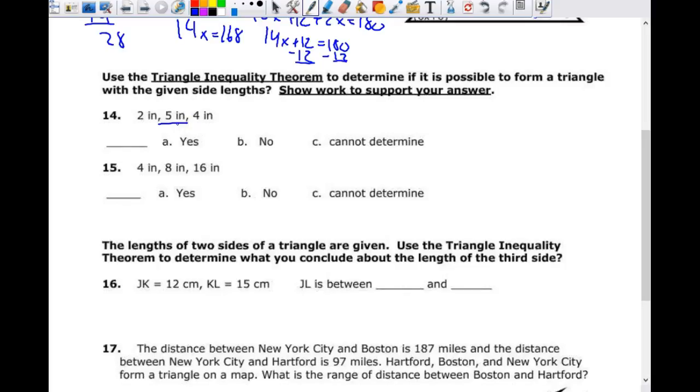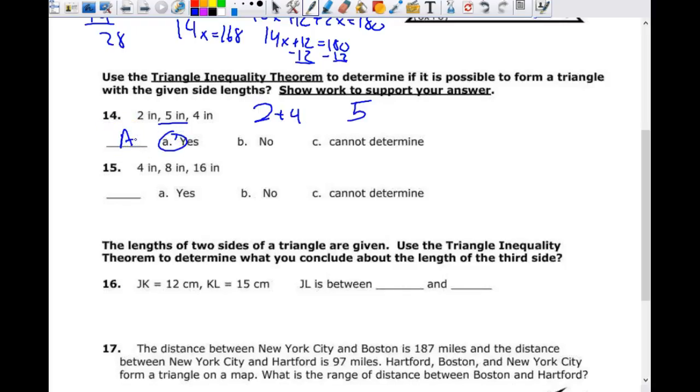Okay, and we're trying to see if these three numbers can make a triangle. We know 5 is the biggest. So we're going to put 5 over here. We have 2 and 4 left over. So is 2 plus 4 greater than 5? Yes, it is. If it is greater than 5, that means it's a triangle. So we can say, yes, it's a triangle.